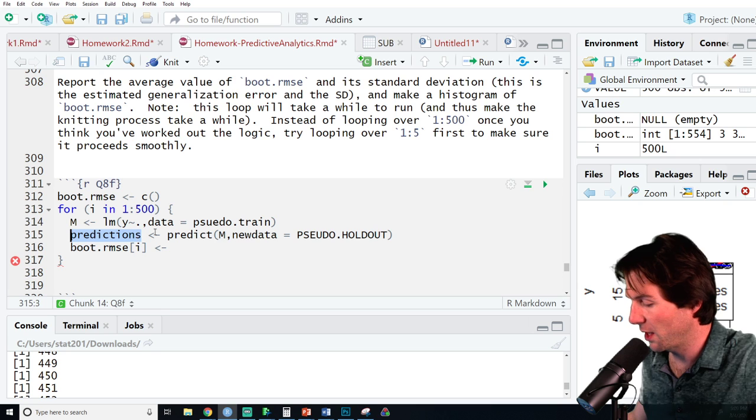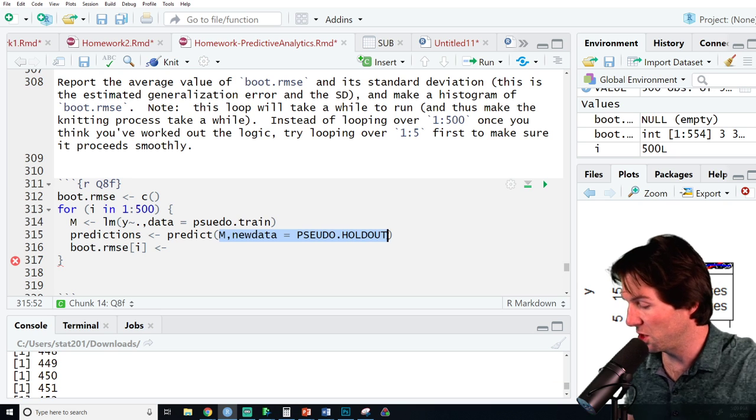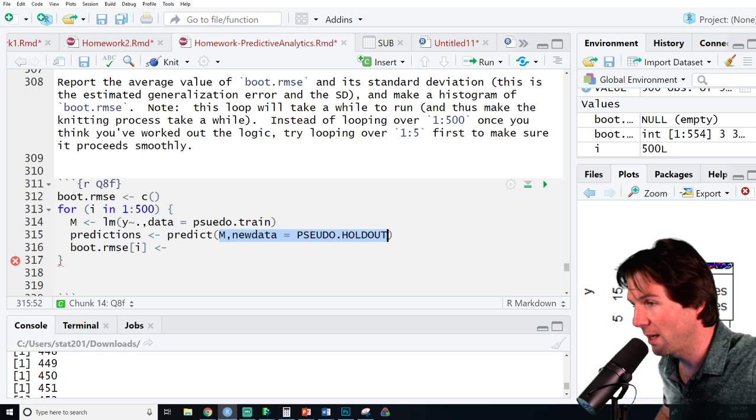Line 315 will save into predictions. This is the save into arrow. It's going to save into predictions made using the model on new data. So we're going to use the model we just made on new data.